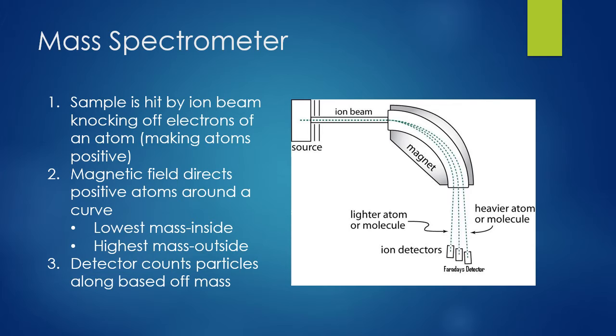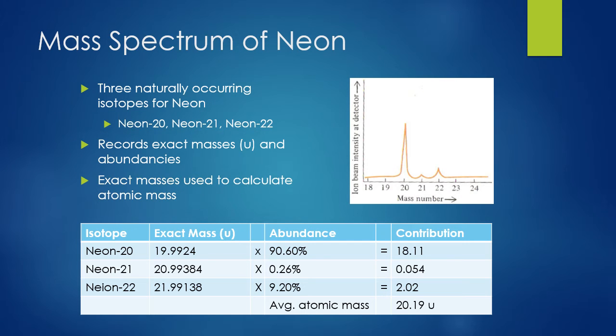So once you have the sample go through the magnet, what you get out is a mass spectrum that looks kind of like the picture here, where we have mass number on the x-axis and the ion beam intensity on the right. So how they calculate the abundance is they actually take the area underneath each of these peaks. You can see there's a peak at 20, and that's the largest peak on this spectrum. And there's a reason for that. When you look at neon 20, its abundance is 90%. What that means is 90.6% of all neon atoms have a mass number of 20.